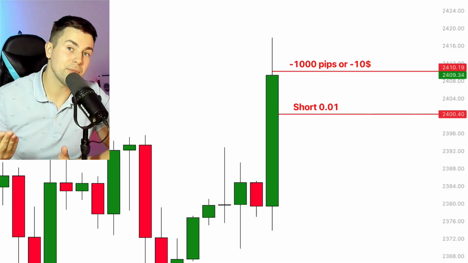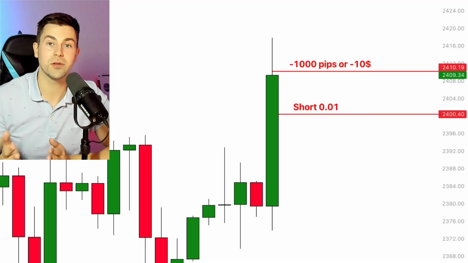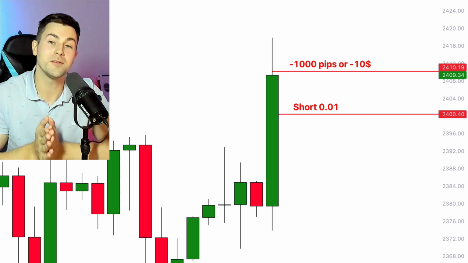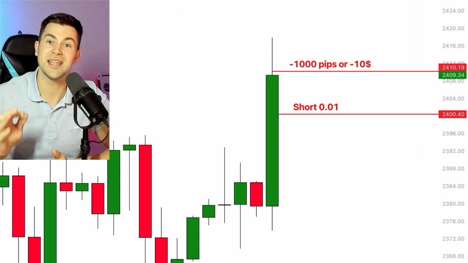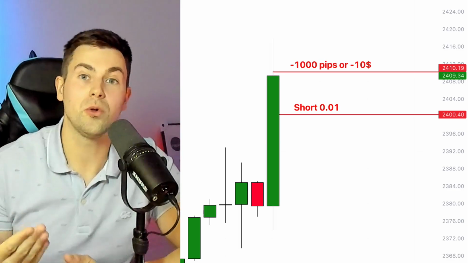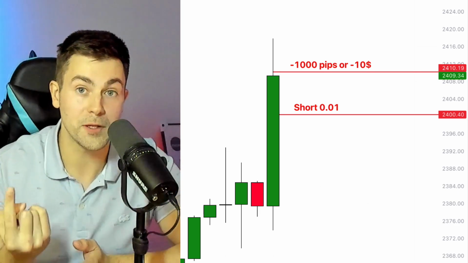per trade. For example, if you decide to open a short position on gold from 2400 level with a minimal lot 0.01 and the price goes up by 1000 pips, it will cost you $10. You will need at least $1,000 trading deposit to take such a trade and to risk 1% of your trading account. So what is the minimum amount of money you need to start trading gold on Forex?